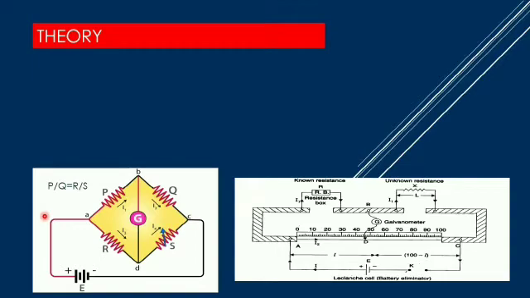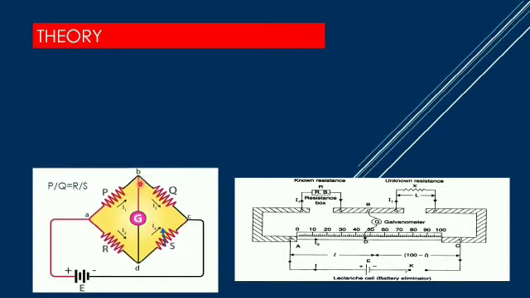Theory. Meter bridge is based on the principle of Wheatstone bridge. Here you can see the figure of a Wheatstone bridge where AB and BC are called the ratio arms, and the known resistances P and Q are attached here. R is also a known resistance connected in the arm AD, and the unknown resistance S is put in the arm DC, and a cell of EMF E is connected between A and C.